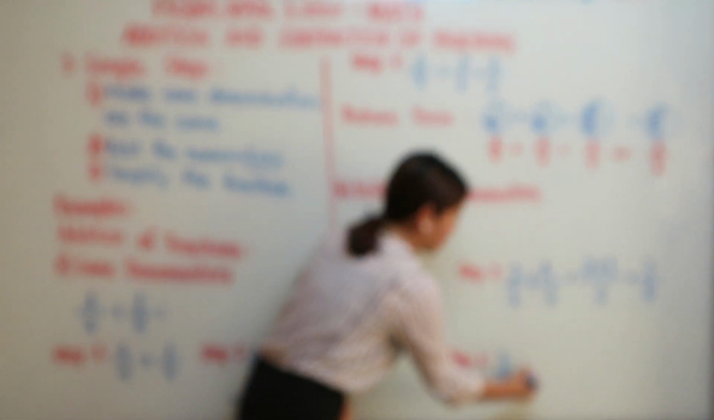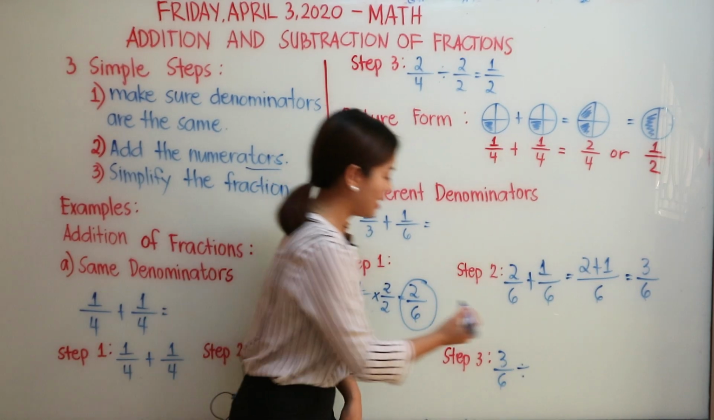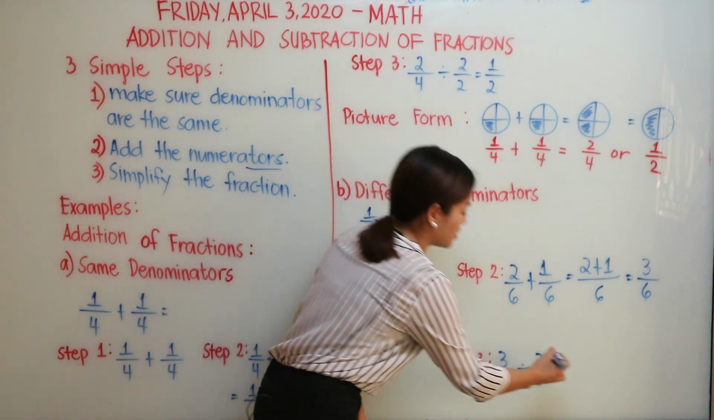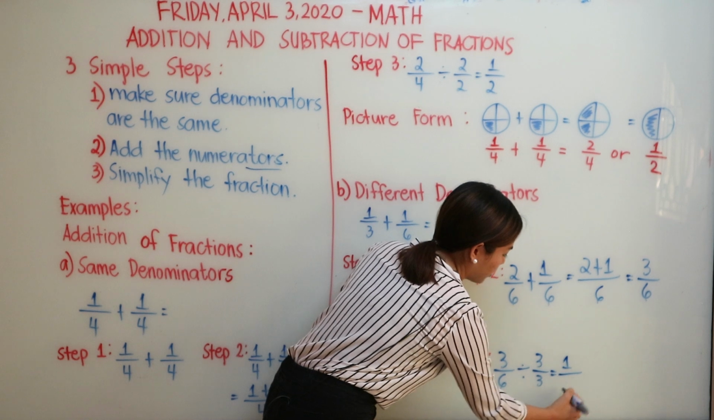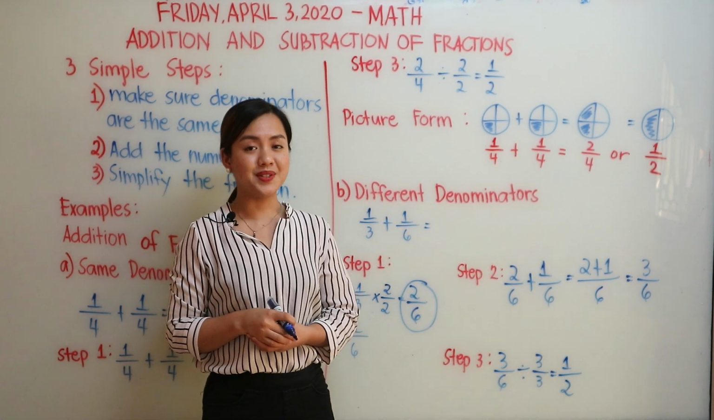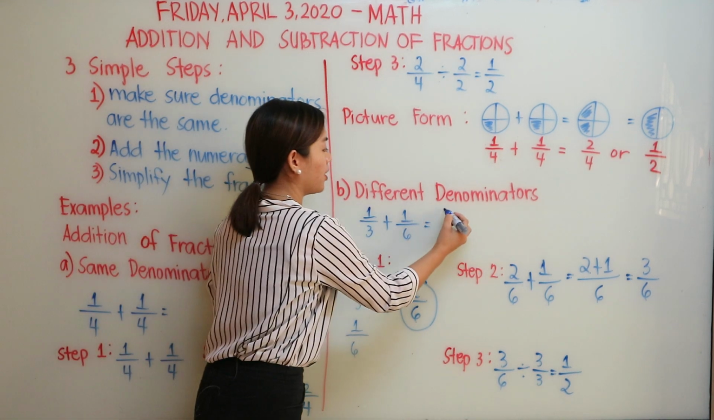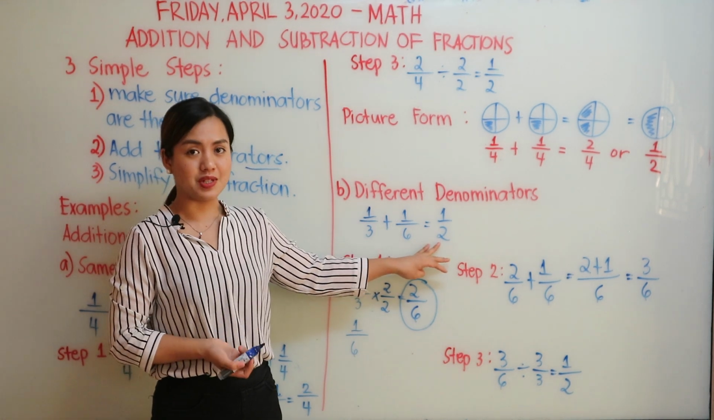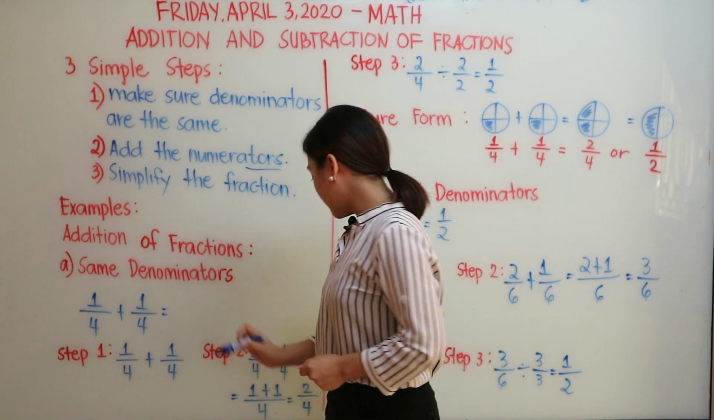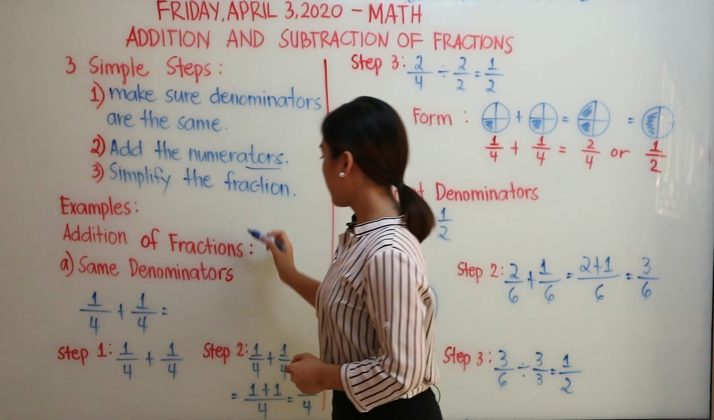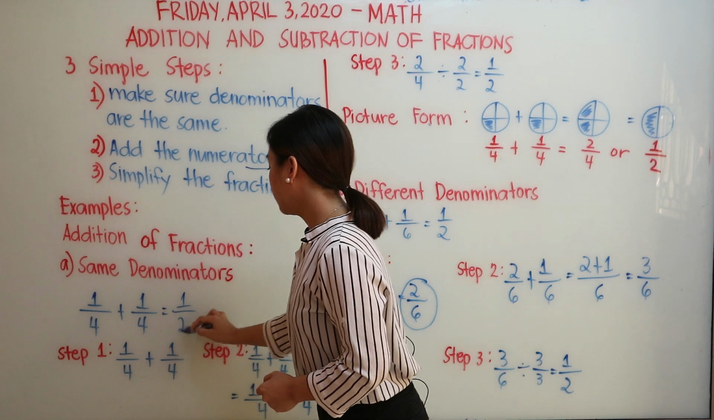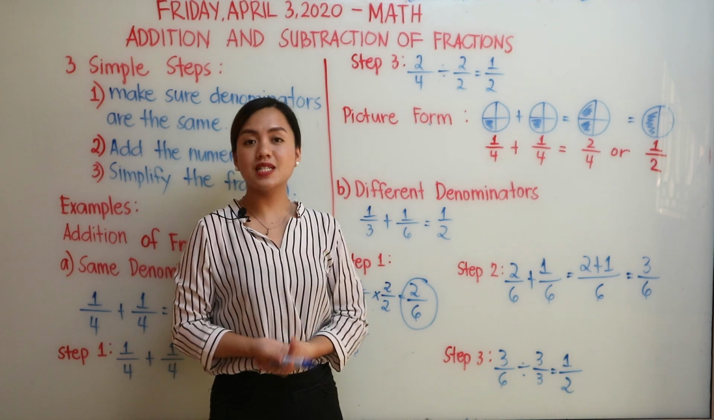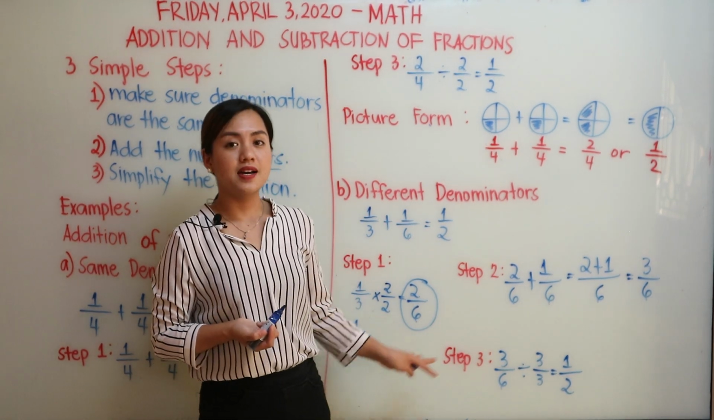So we can divide it by 3 over 3, which will give us 1 over 2. Okay, so the answer there will be 1 over 2. That is the final answer. And for this one, the final answer will be 1 over 2 as well. Okay, so that's it, students, for adding fractions.